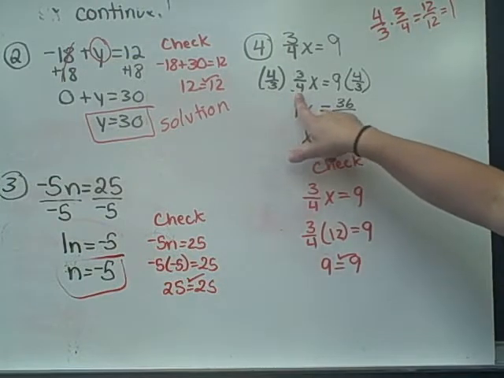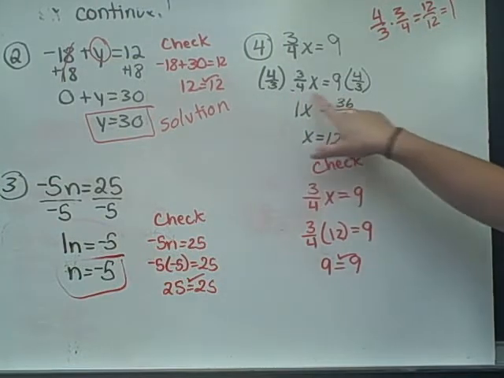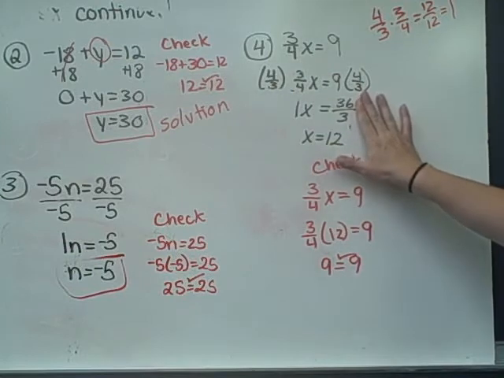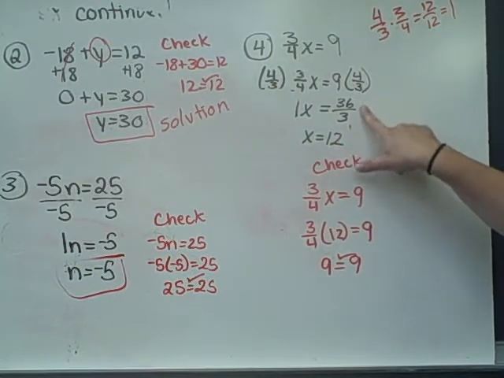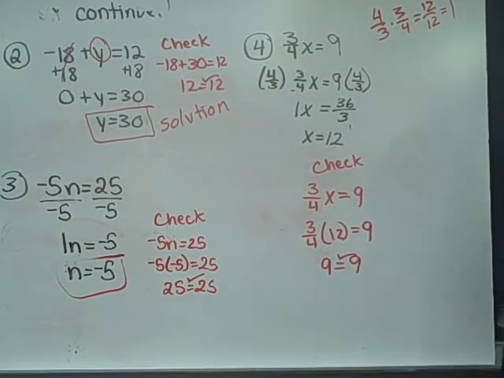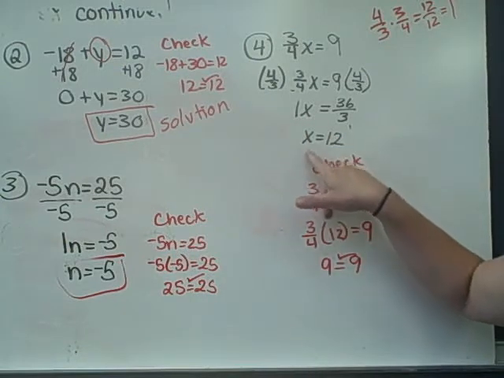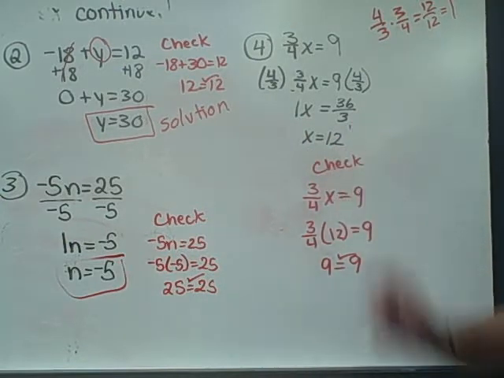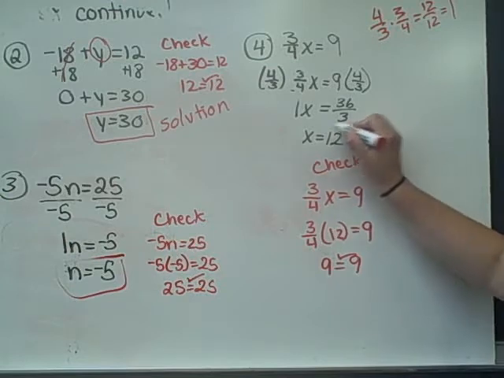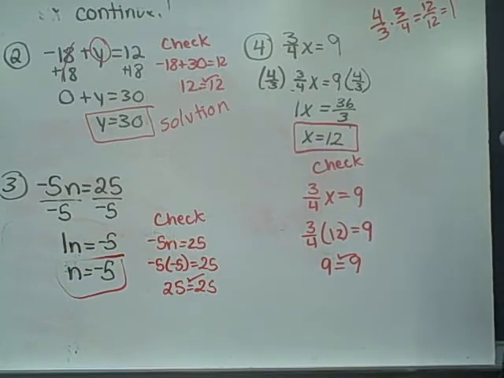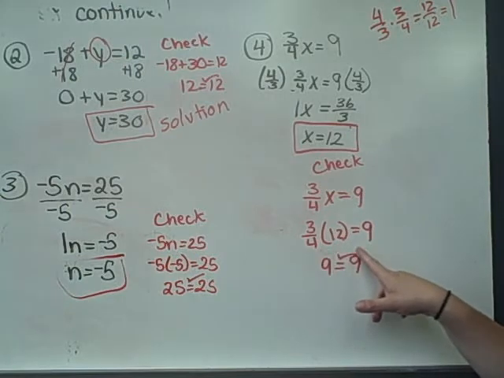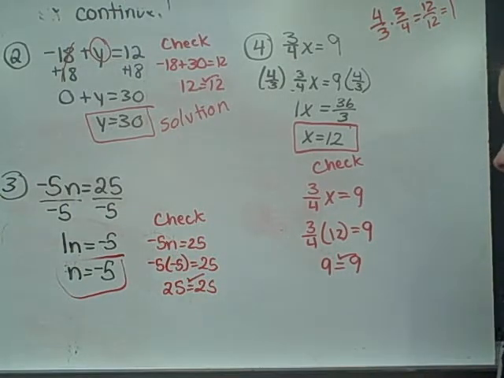So if I multiply these together, I end up with 1x. But remember, I must do the same thing to both sides. So when I multiply by 4/3, I get 36/3. So 1x, or x, 36 divided by 3 is 12. So here is my solution. If I wanted to check it, I just plug 12 back in for x. 3/4 times 12 equals 9. That is a true statement. So 9 equals 9. Check.